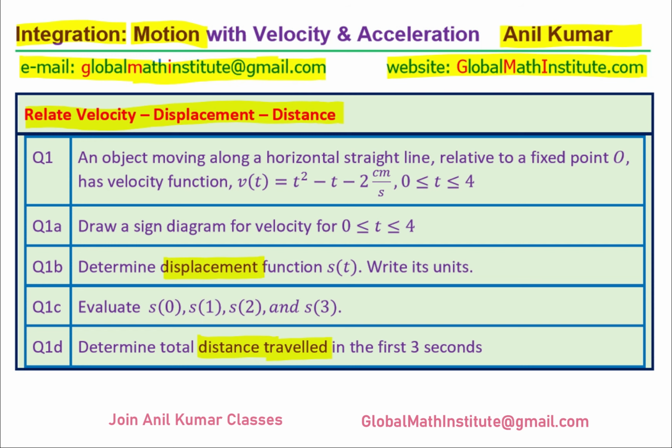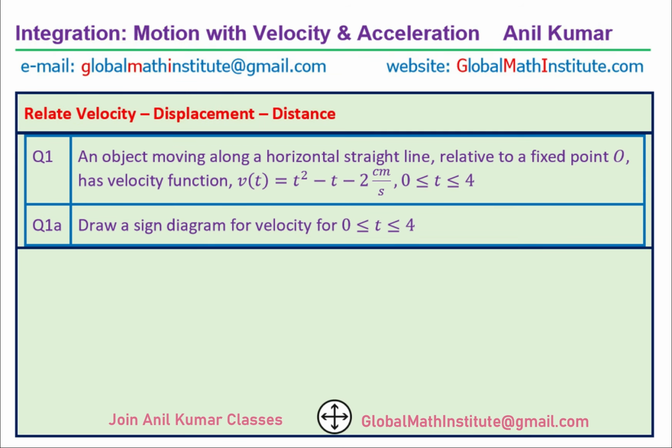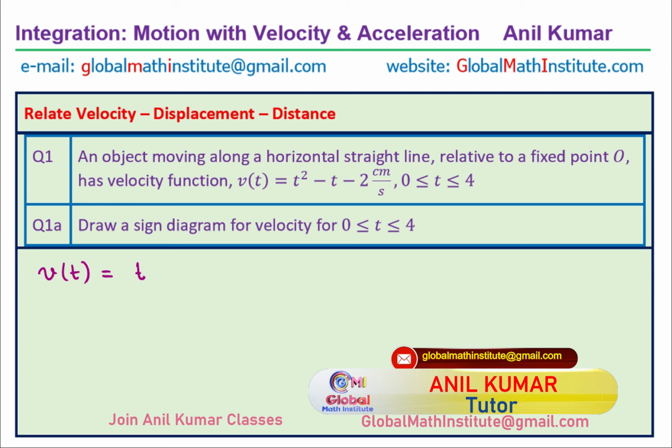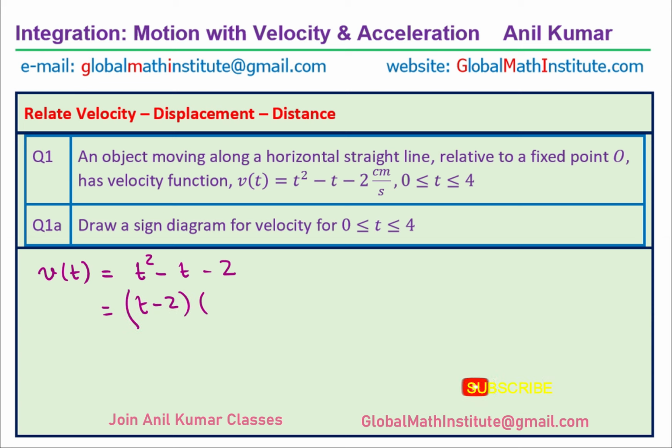Perfect. So let's begin with the very first part. Now, this is an important step while solving. We are given an object with the velocity function. Let's rewrite this function, which is v(t) equals t square minus t minus 2. Now, it can be factored easily. Product of minus 2, sum of minus 1, means (t minus 2) times (t plus 1). So that becomes the velocity function in factored form.